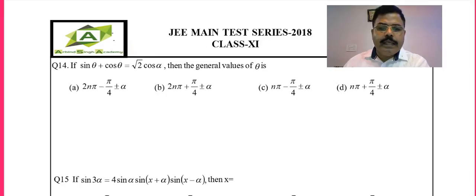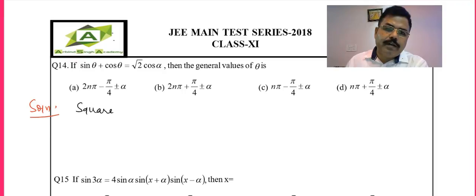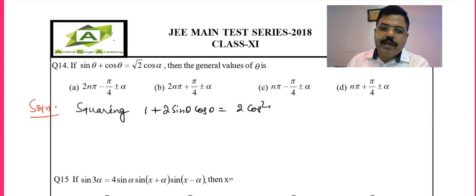So here question number 14 is there and this is a solution. Let me write the solution of this question number 14. Sin theta plus cos theta is equal to root 2 cos alpha, then theta is equal to. So can I write, squaring both the sides? On squaring, you will be able to get 1 plus 2 sin theta cos theta is equal to 2 cos square alpha.